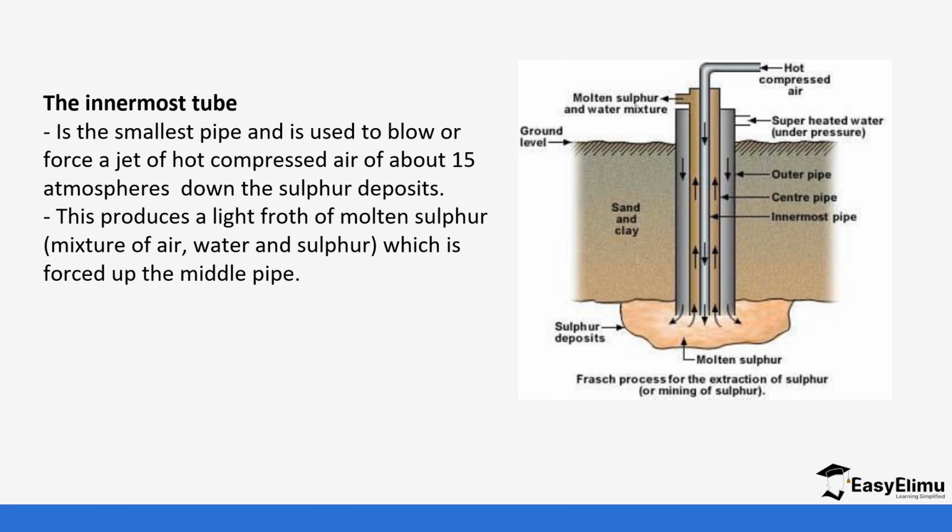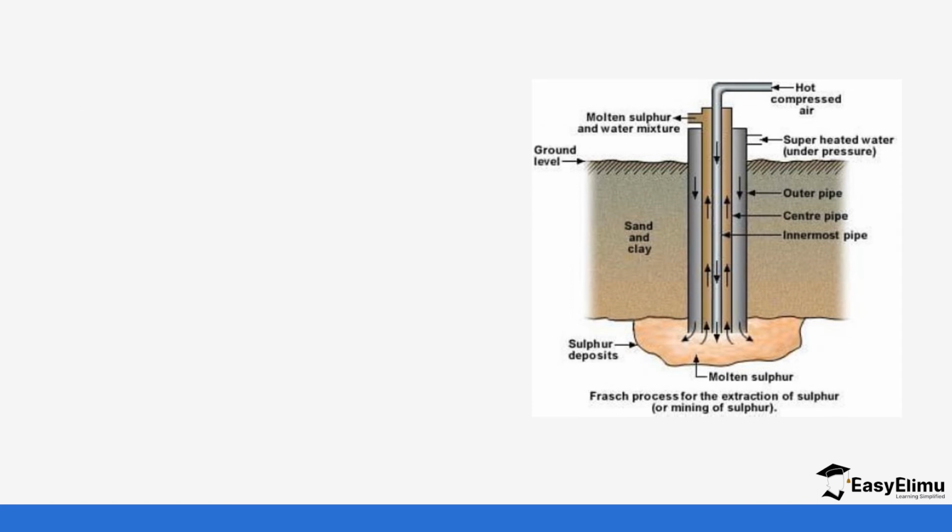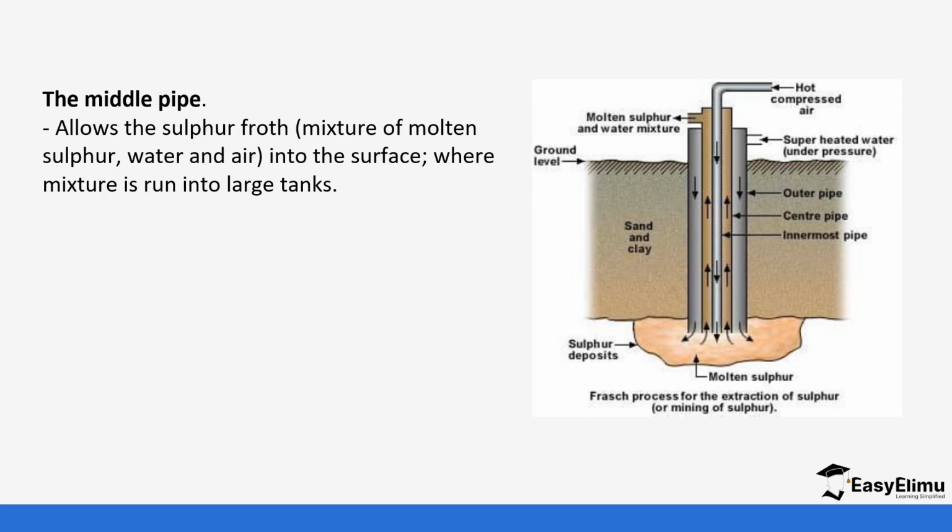So this froth is a mixture of air, water, and sulfur, which helps it now to be forced into the middle of the pipe. So the middle pipe now allows the froth, the mixture of sulfur, water, and air, to the surface, where the mixture is run into large tanks.